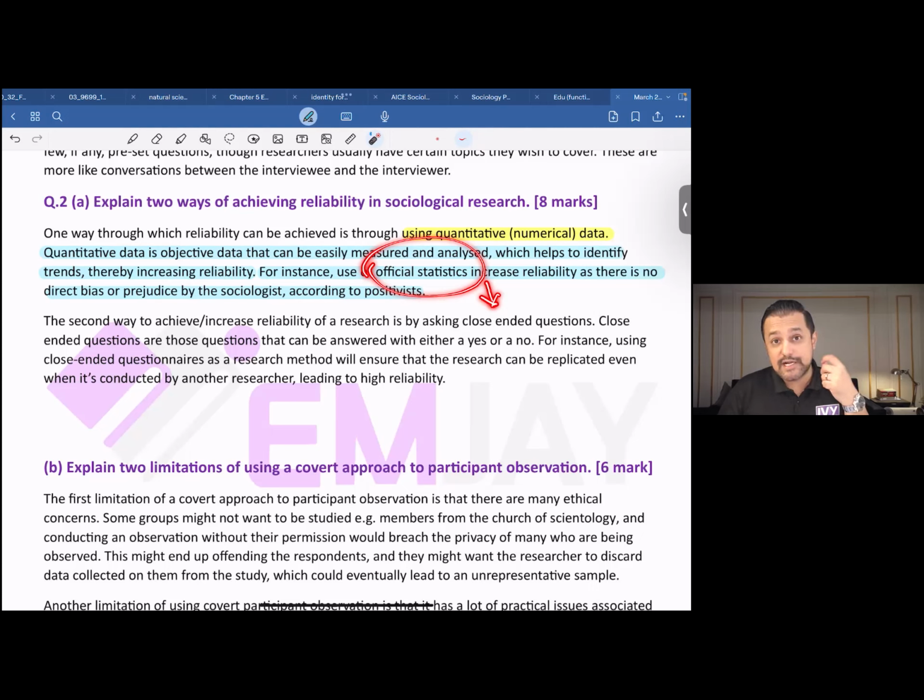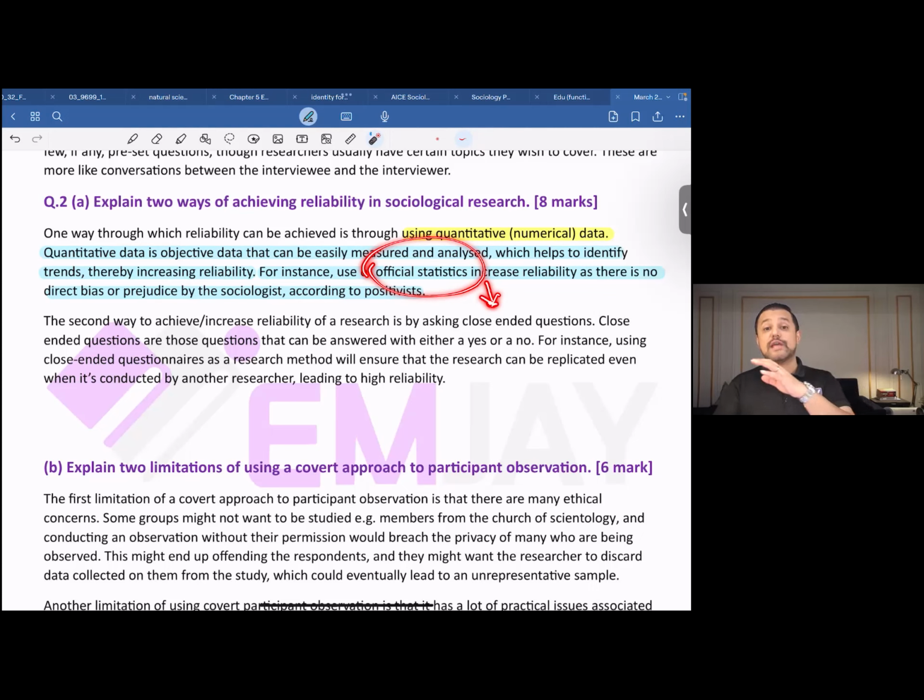These are statistics that are collected by government organizations for their own use. If later on a sociologist decides to put those statistics to use, they are an example of secondary data, and they are referred to as official statistics, right? Examples of these official statistics might include birth rate, crime rate, death rate, marriage rate, literacy rate, so on and so forth, right?